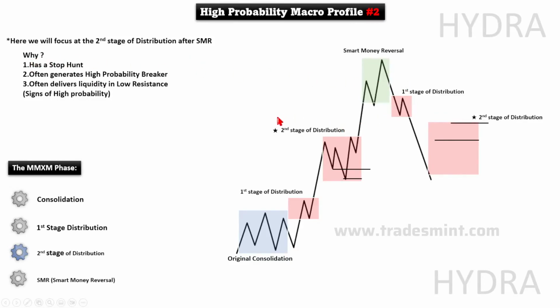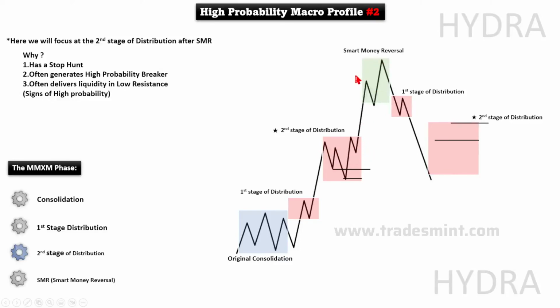So why am I putting so much importance on the second stage of distribution? Because the second stage of distribution has a stop hunt, often generates a high probability breaker. That's where our breaker will form. It often delivers liquidity in a low resistance. So once price forms a market structure like this in the second stage of distribution, a low and then a lower low, these up close candles become our breaker. Very easy to understand if you understood everything from my day one.